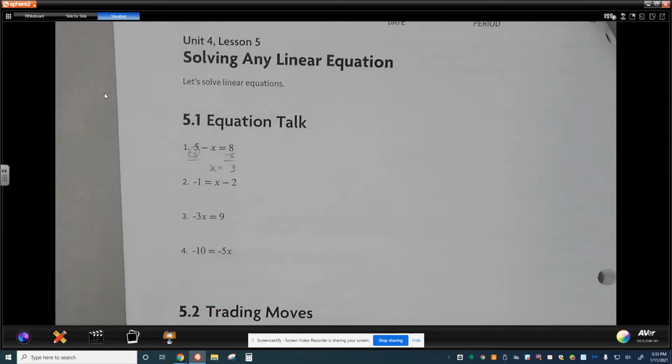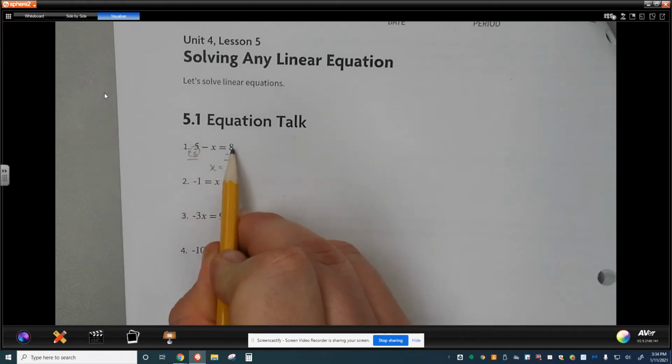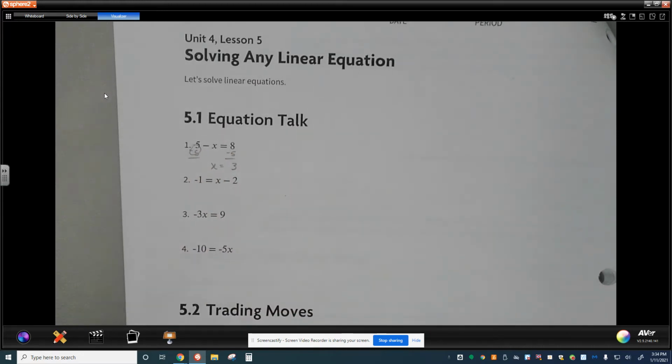3. Remember that I have this new strategy that we talked about yesterday, or excuse me, in Lesson 4, where I can verify if my answer is correct. So I always want to double check that. Now see what happens when I plug that back in and substitute it: 5 minus 3 is 8, and we know that that's not true.